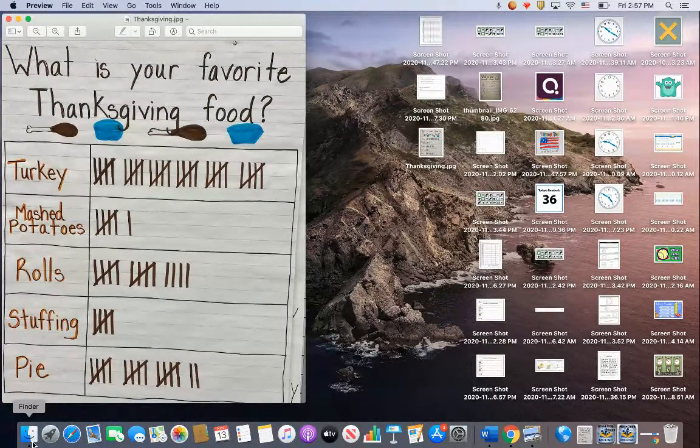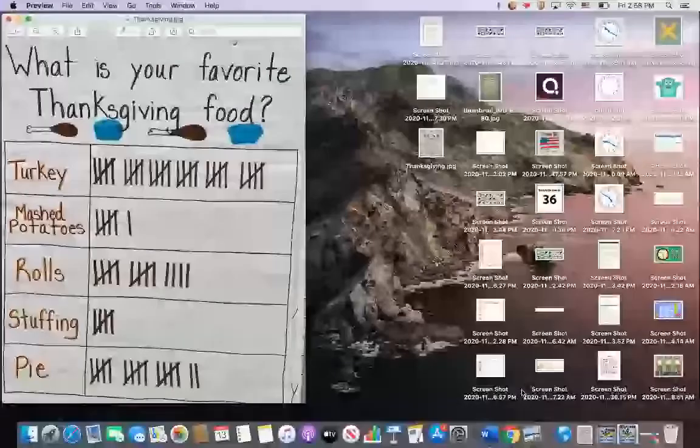So what is your favorite Thanksgiving food? Turkey, mashed potatoes, rolls, stuffing, and pie. Here the results are in. I can already tell based on the tally marks what's the most popular choice, which surprised me because it's not my favorite. Turkey got the most votes, but stuffing's my favorite. So you're going to use this chart to make a picture graph and a bar graph.